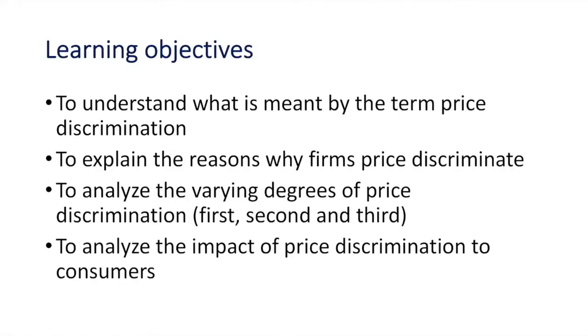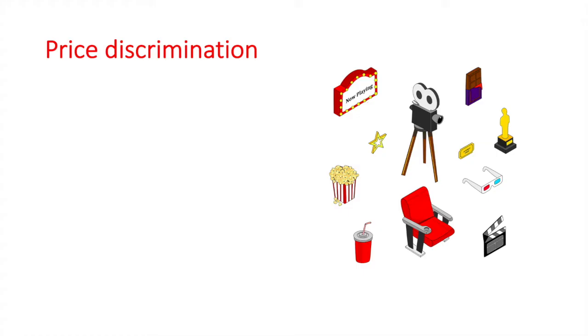In this video, we'll explore first, second, and third degree price discrimination. First, I'll explain what it means, then we'll look at why firms do it, and then analyze three separate diagrams of the differing degrees. Finally, we'll look at the economic impact on the consumer. Let's begin with the definition.